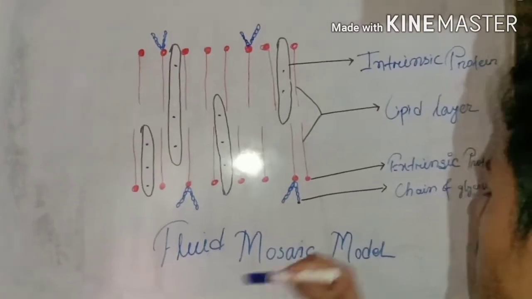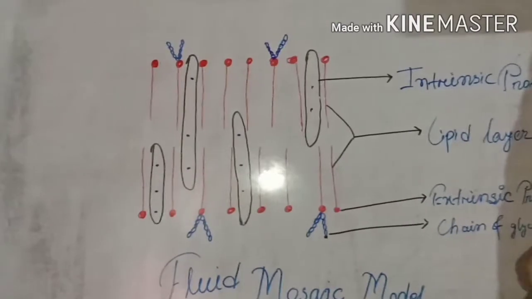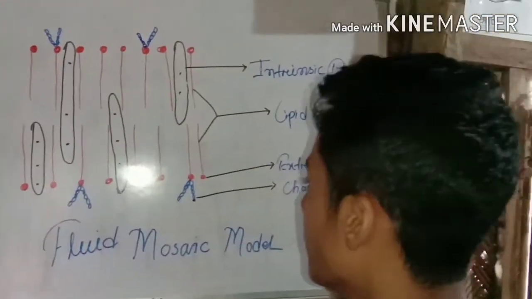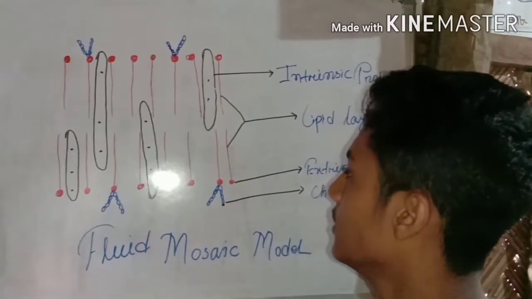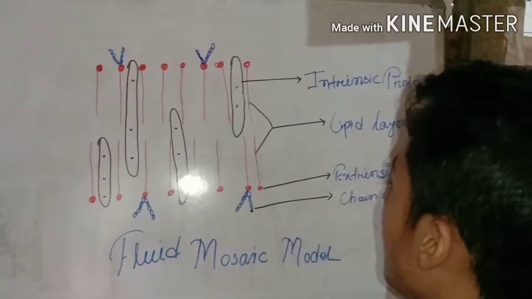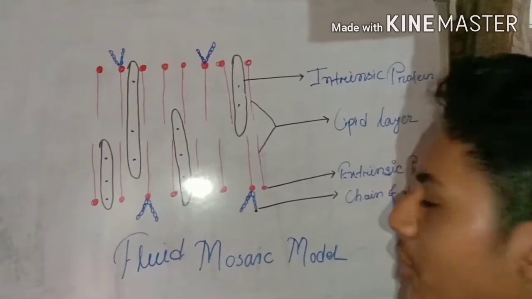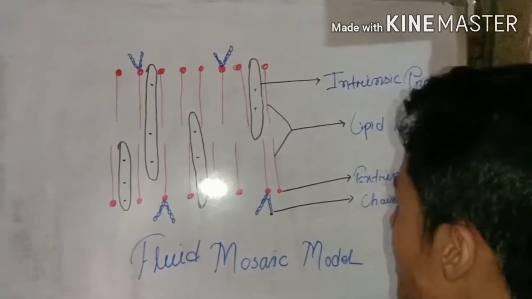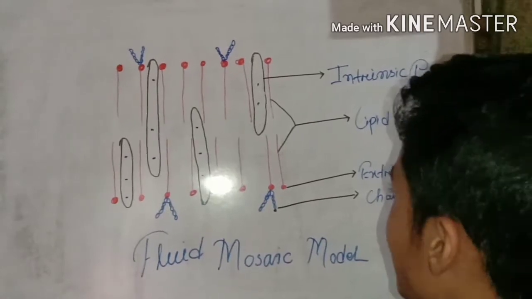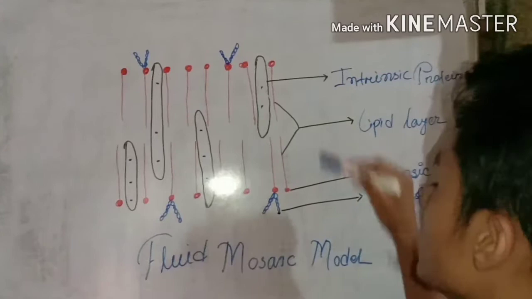According to this model, the lipids and the proteins are organized in a mosaic fashion. It consists of lipid bilayer, extrinsic protein and intrinsic protein. Now we are going to discuss the details of the lipid layer. The lipid bilayer is quasi-fluid in nature. Quasi-fluid means that it is always flowing. If it stops flowing for a single second, then it will stop functioning. So we have to understand why it is quasi-fluid.